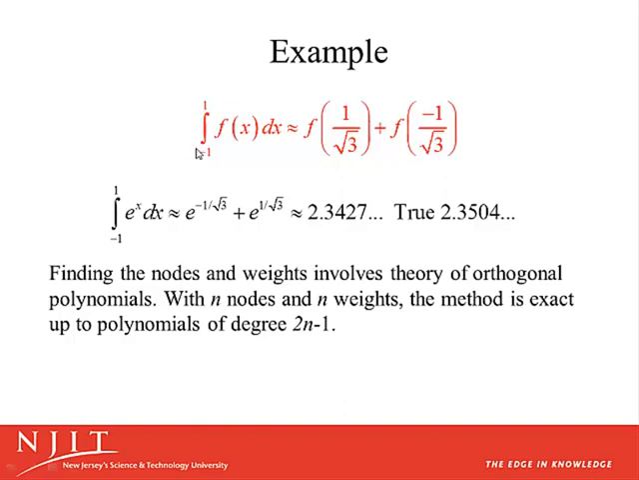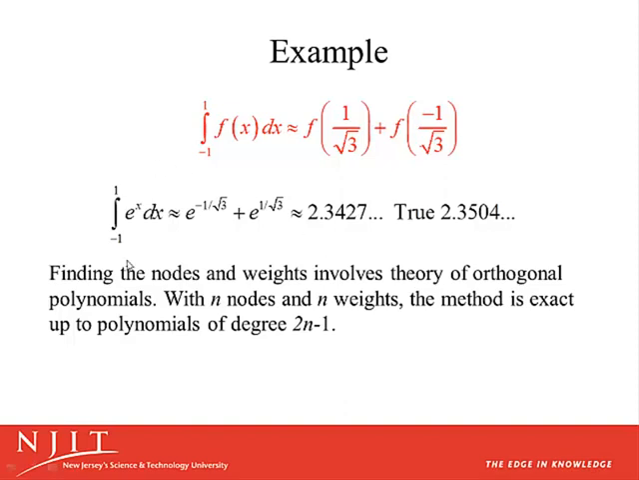Let's do an example. Our method is that the integral from minus 1 to 1 of f of x dx is approximately f of 1 over the square root of 3 plus f of minus 1 over the square root of 3. Let's consider the case of y equal e to the x. We plug that in. We have 1 times e to the minus 1 over radical 3 plus e to the plus 1 over radical 3. We work that out. We get 2.3427, and the true value is 2.3504. So we're off by less than 0.01, just using 2 points on the interval of length 2 from minus 1 to 1.